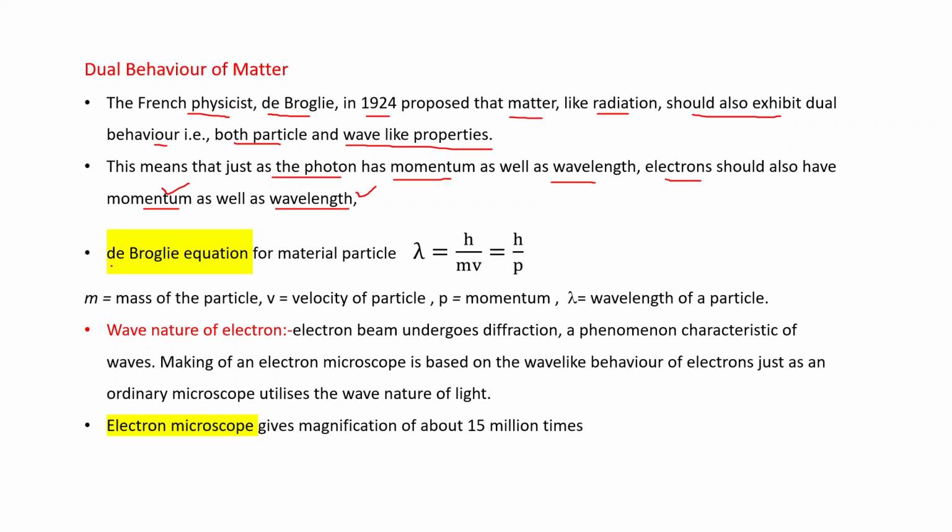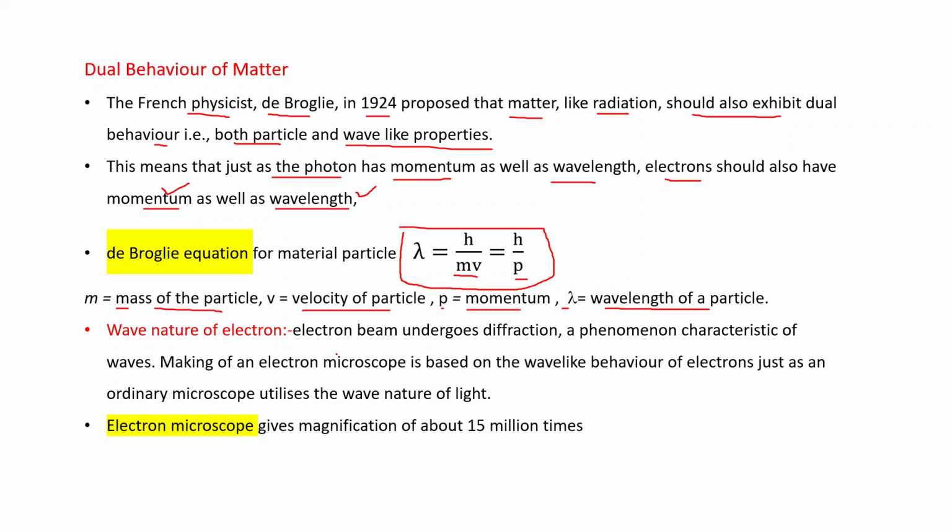by the de Broglie equation or de Broglie relationship, which is this: lambda is equal to h by mv, and this is equal to h by p, as this mass into velocity is equal to p. Mass m is the mass of particle, v is the velocity of particle, p is the momentum, and lambda is the wavelength of a particle.